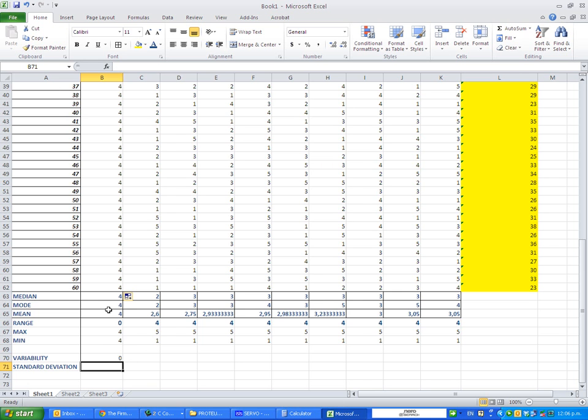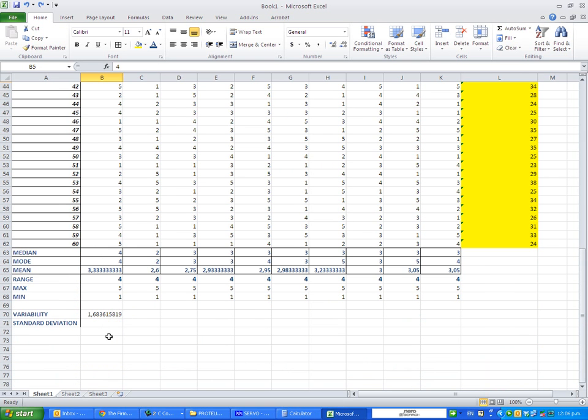Now the standard deviation for a set of numbers is the square root of the variability. Okay, so you can make the calculation on your calculator. So the standard deviation is just the square root of the variability.